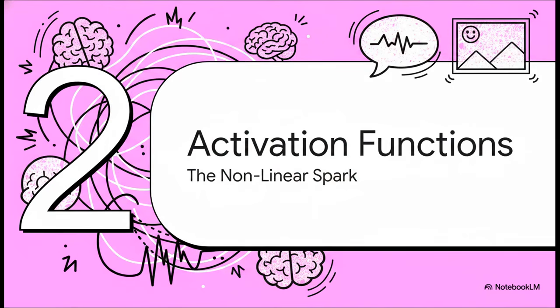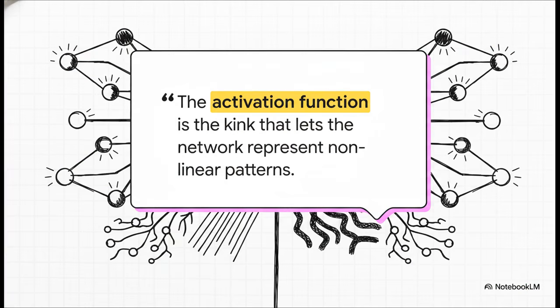Moving on to Section 2, Activation Functions, the spark. Now, here's the catch. If our network only multiplied and added numbers, it would really just be a glorified linear calculator. It would be completely incapable of grasping complex things like language or images. In fact, stacking layers would be totally pointless, because the whole network would just collapse into one giant straight line.